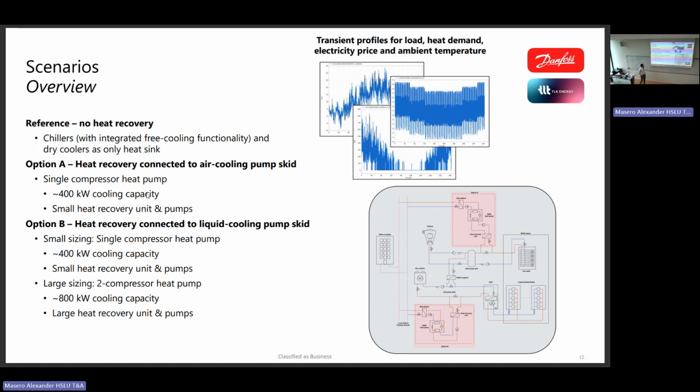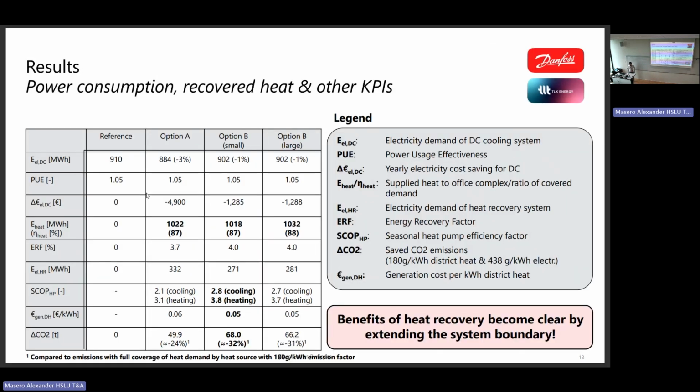Then we started to simulate 4 scenarios. Our benchmark, our reference, is a situation where we don't have heat recovery. Then we have option A, where we connect the heat recovery system to the cold part here, and then to the office complex. Option B, we do it here and connect it. And then there's a differentiation. We can do it either with a heat pump with 1 compressor in it, so approximately 400 kilowatt cooling capacity, or with 2 compressors in it, 800 kilowatt capacity. For sake of time, let's have a look at the very condensed results.